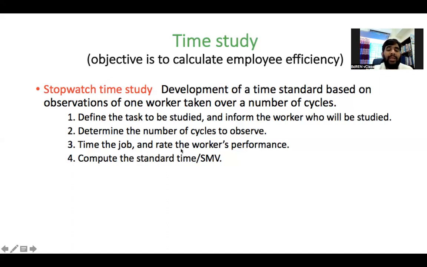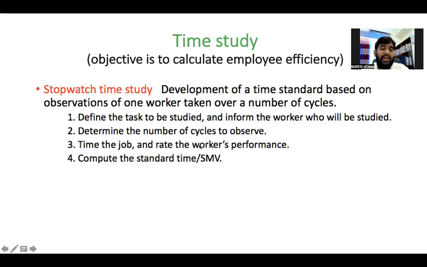Then time the job and rate the worker's performance. So for one worker, you will rate whether he is standard, substandard, 90% standard, 50% standard, or 100% standard, or above average. That means a 120% performer. Rate the worker's performance.